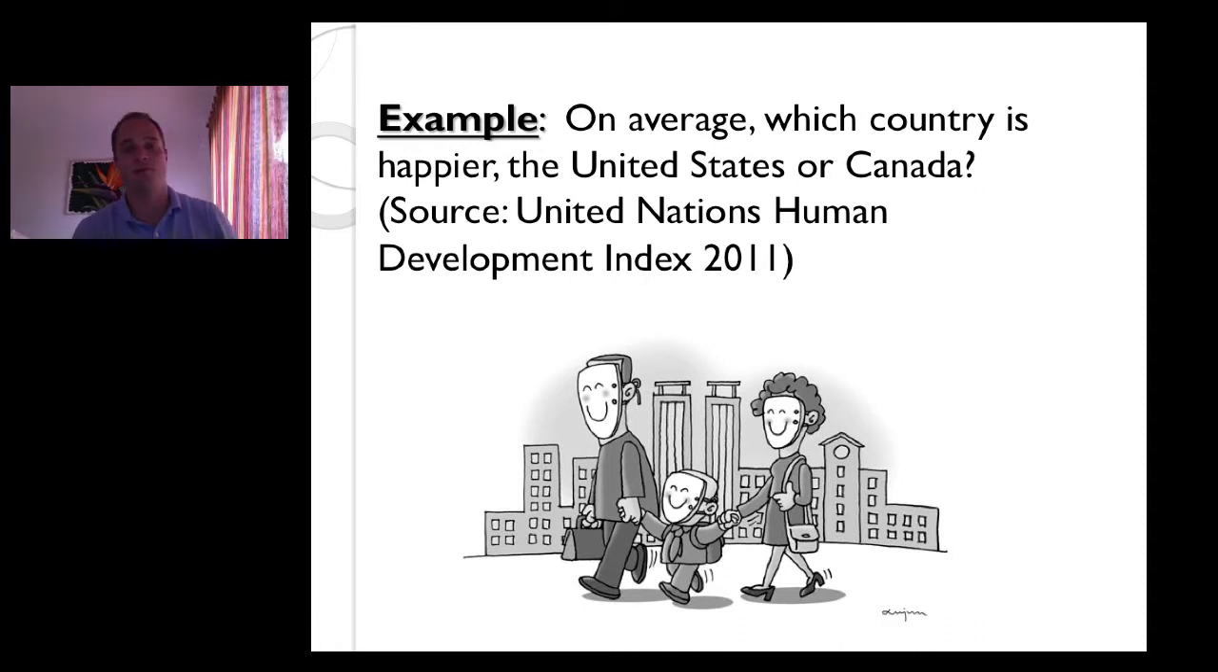So we're saying, are people in the U.S. happier than people in Canada? It's just an average index that the United Nations Human Development Index produces, and we'd like to compare those two to see if there's a statistical difference between the two. That's obviously just one example of where you could apply this tool, and we'll learn how to do that.